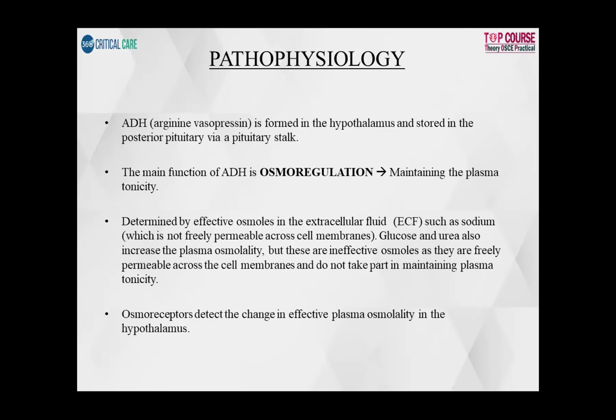Okay, that is known as effective osmol because it is not freely permeable across the cell membrane. So it remains in the ECF and maintains most of the tonicity of the plasma that is required. Okay, the glucose and urea are known as ineffective osmoles, and while calculation we can even neglect the values of glucose and urea. Now these osmoreceptors, which are present in the various organs, detect the change in the effective plasma osmolality in the hypothalamus.